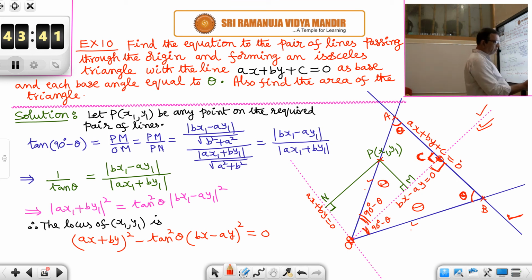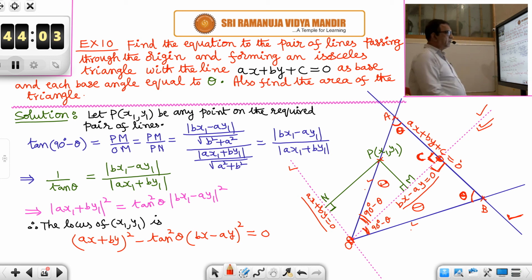It is a line passing through the origin and perpendicular to the given line ax plus by plus c is equal to 0. Therefore it is bx minus ay is equal to 0. I have written that. And I have drawn a pink line here, parallel to ax plus by plus c is equal to 0 and passing through the origin. What is its equation? ax plus by is equal to 0.